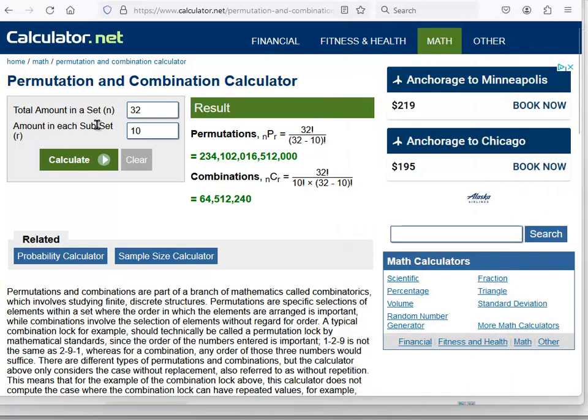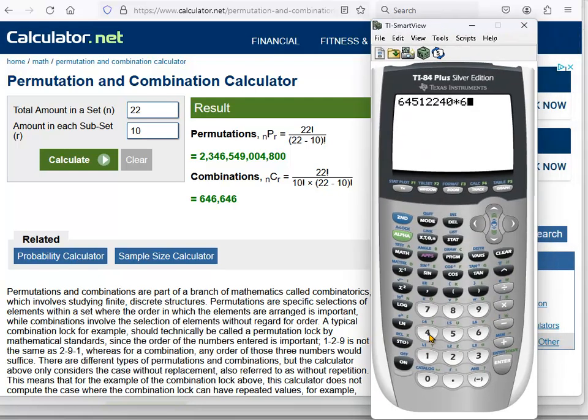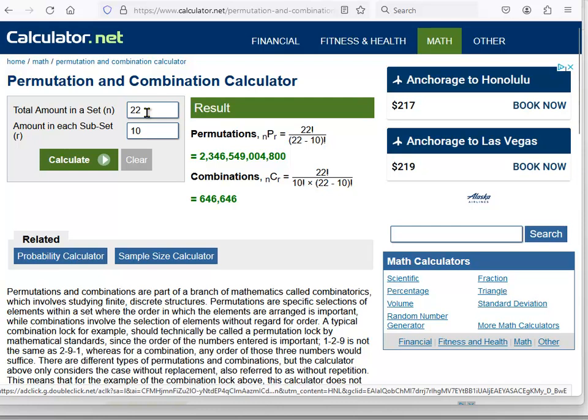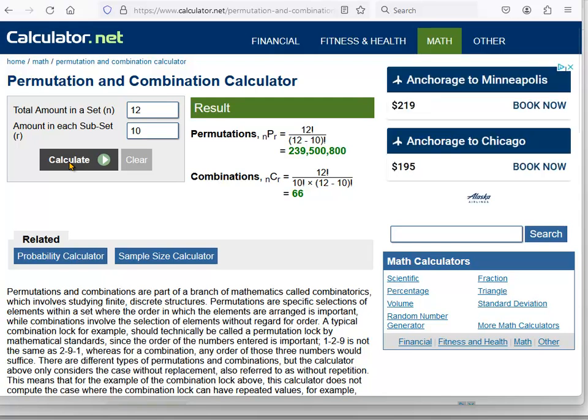And then for the second player, 10 of the cards are gone, so only 22 are remaining. 10 out of the 22. So for the second player, there is 646,646, interestingly, repeating there. And then for the third player, now only 12 cards are remaining, so there are only 66 possible combinations. These 66, you can come up with in a different way: for the first one, there's 12 possibilities, and for the second one, only 11 possibilities. 12 times 11 is 132, but the order doesn't matter, so you divide by 2 factorial, which is 2, and that's how you get to 66.